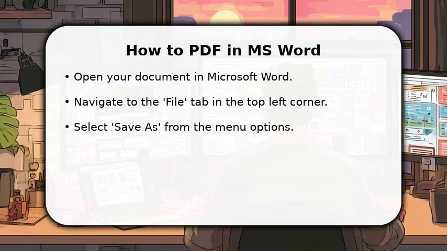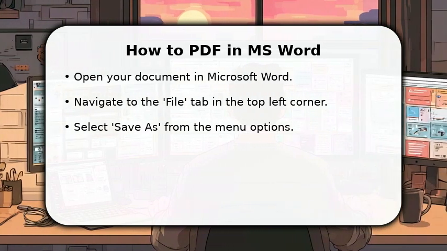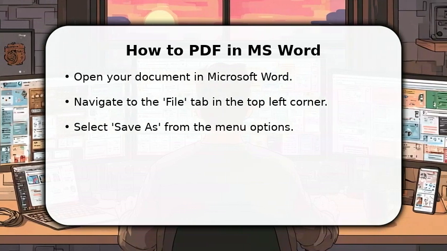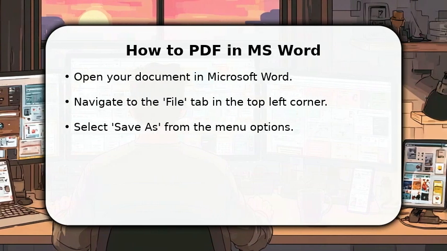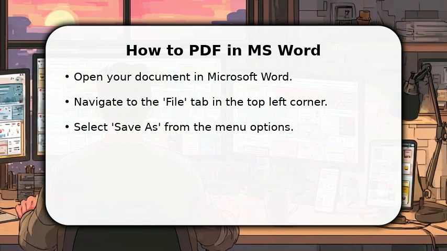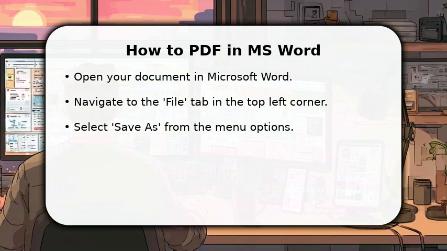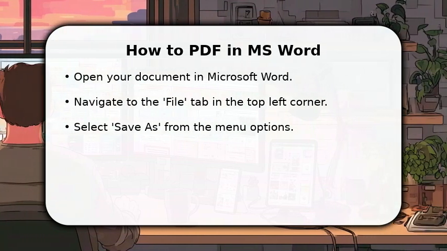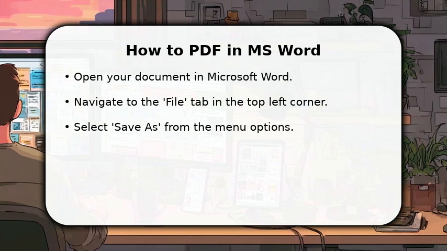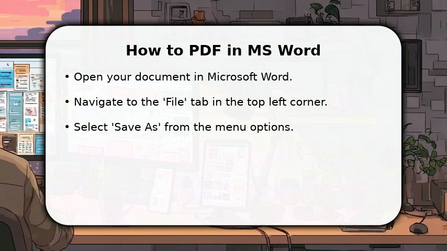Then, navigate to the File tab located in the top left corner of your screen. From the drop-down menu, select Save As. Choose your desired saving location, give your file a name, and from the Save As Type drop-down, select PDF. Finally, click Save to create your new PDF document. This method is quick and straightforward for most users.